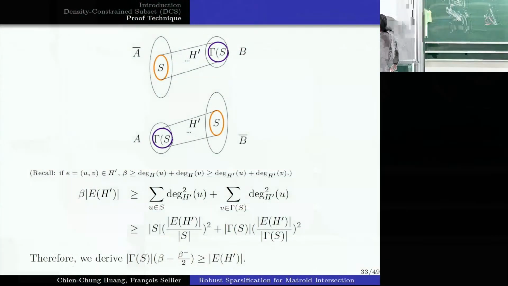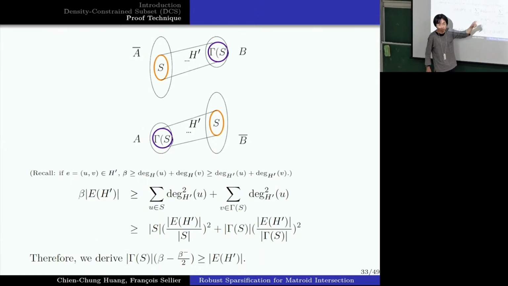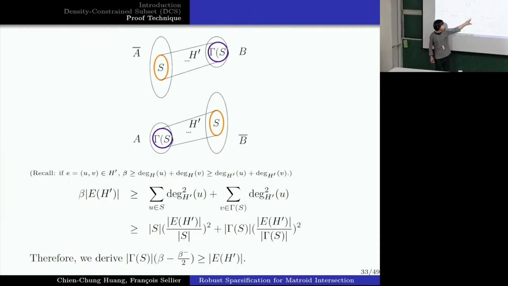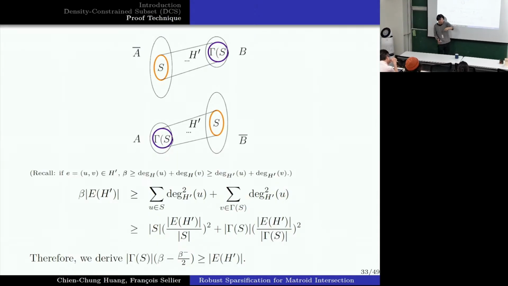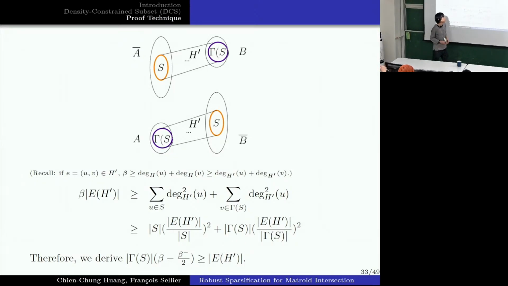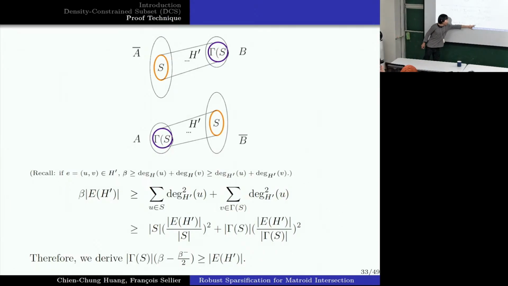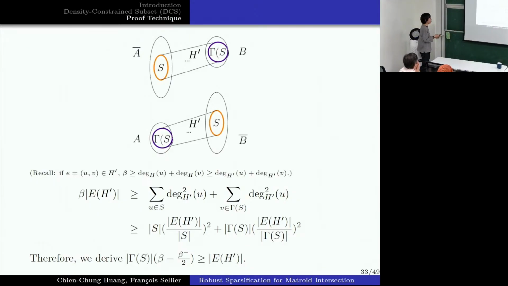So that's how I got this square term. The degree in H and H prime is the same because I count all his neighbors in H. So this is how I got the square term, because I'm counting every incident edge this guy has. And also for the gamma of S. And then because of the convexity, I got this. Then you can move around the terms and you get this expression. So this time I got the upper bound on the size of the H prime. Okay, so I think we can do a little bit of a recap.